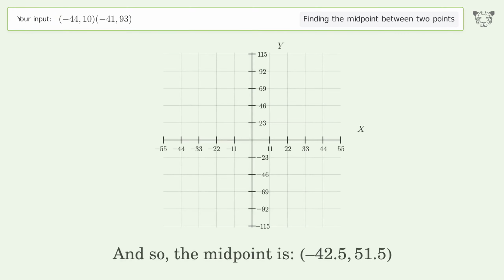And so, the midpoint is negative 42.5, 51.5.